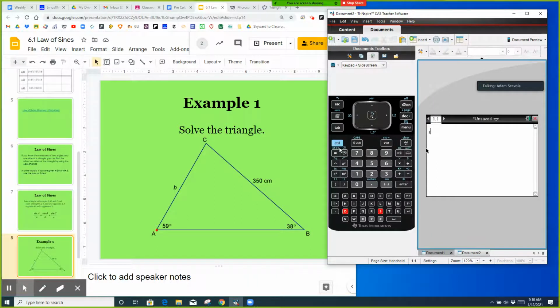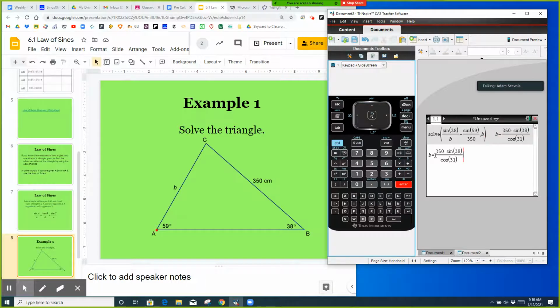Okay, so again, we're going to solve this equation. Sine of 38 degrees over B equals the sine of 59 over 350. Let me put that as a fraction with control division. Make sure our calculator is in degrees. We're going to solve for B. The calculator's in degrees, so we'll be good. Hit enter, and it gives us a weird answer.